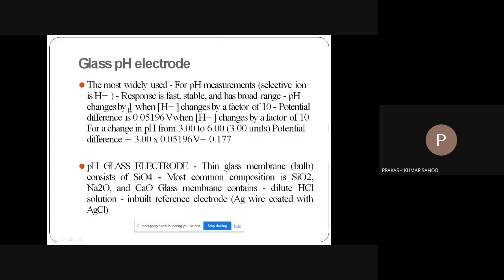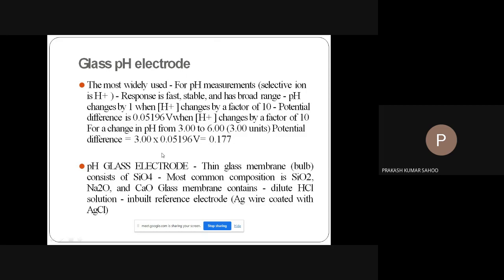pH changes by 1 when H plus ion changes by a factor of 10, and the potential difference is 0.0591 volt when H plus ion changes by a factor of 10. For a change in pH from 3 to 6, the potential difference is 3 into this, that is 0.177 volt.